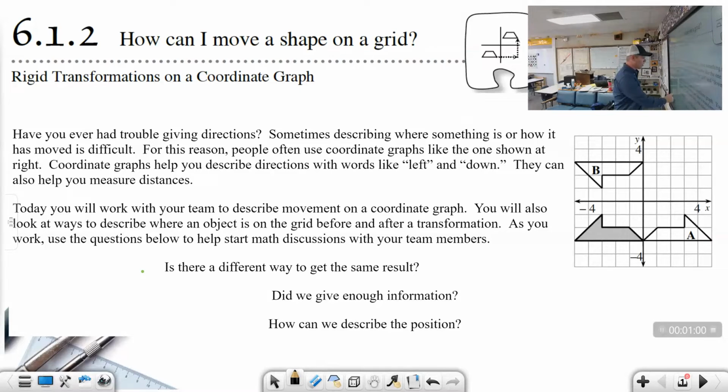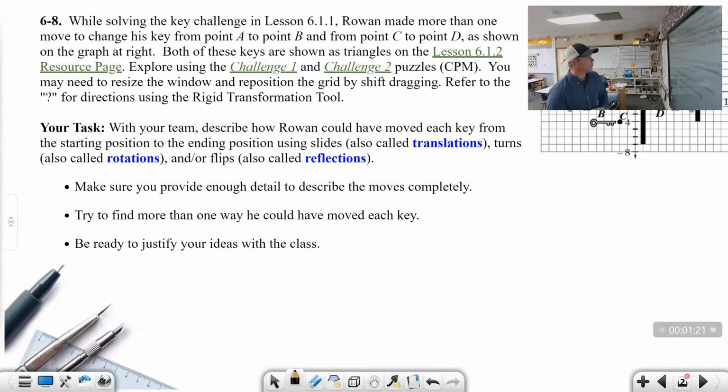Now, one of the key things I want you to notice is that yesterday, there were different answers to get the same result. Problem 6-8, our first problem, has multiple answers. You just have to come up with one of them to get the triangles to work. So we're going to focus on how we get there. In our first problem, while solving the key challenge in 6.1.1, Rowan made more than one move to change his key from A to B, and then our second problem, from C to D. Remember, A to B, C to D.